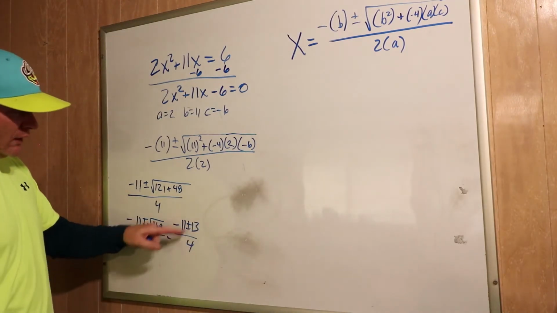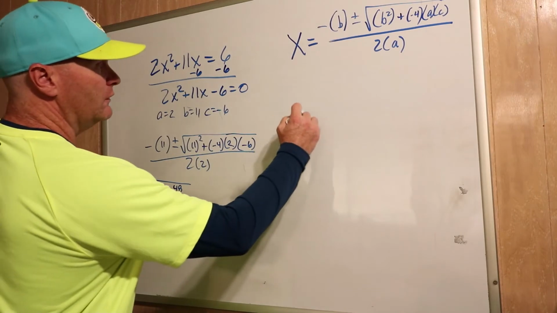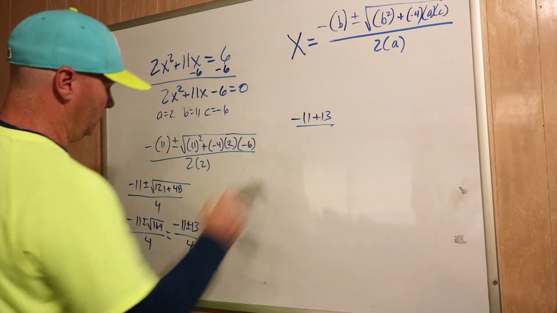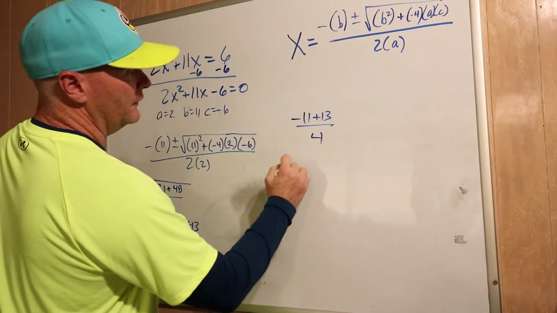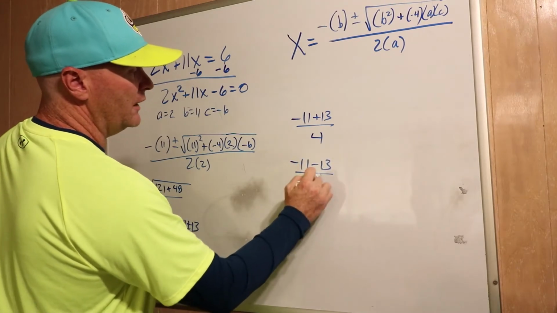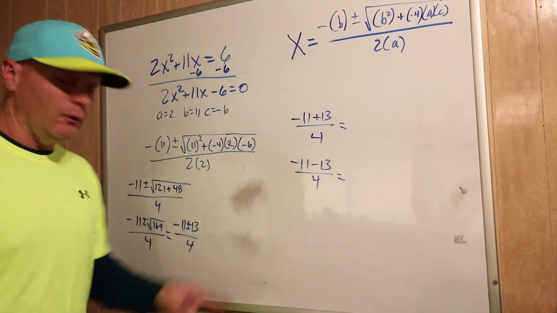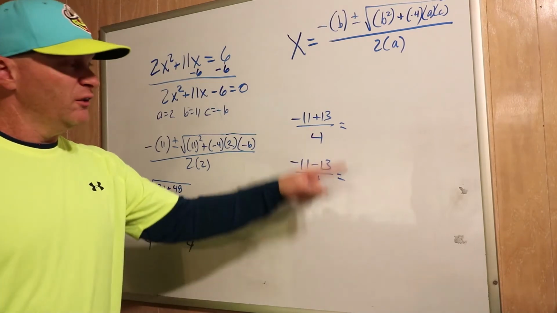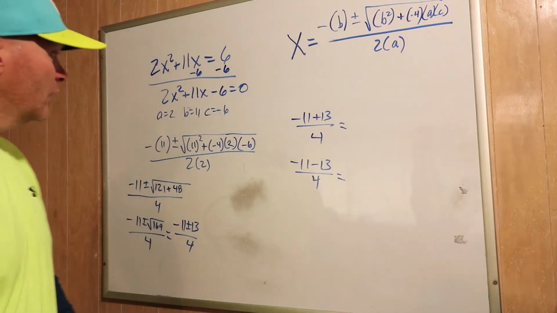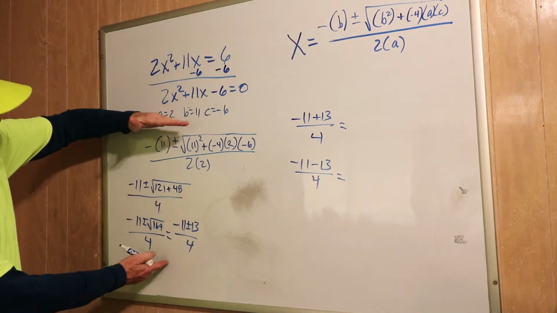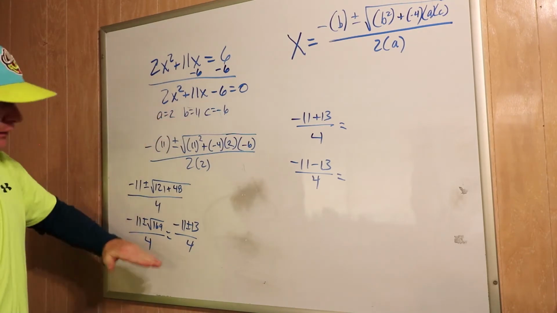Okay, that means one of my answers is negative 11 plus 13 over 4, and the other one is negative 11 minus 13 over 4. This is the other part. Once you got to here, this last step everybody did fine on. So our mistakes were in between here and here.